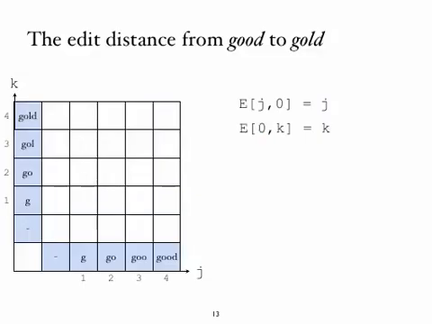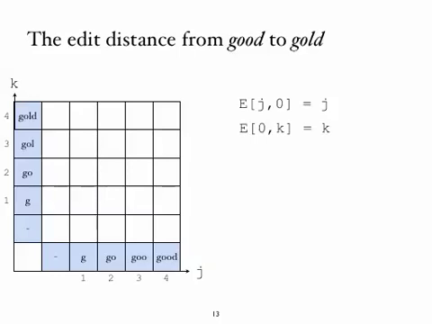So, as an example, we want to go from the string good to the string gold. Now we've got a table here. Across the bottom of the table, you can see the various substrings of good. Along the left-hand column, you can see the substrings of gold. And we want to know how to convert good to gold. So we're going to fill the values into these cells of the table and progressively work out what the edit distance from good to gold is.